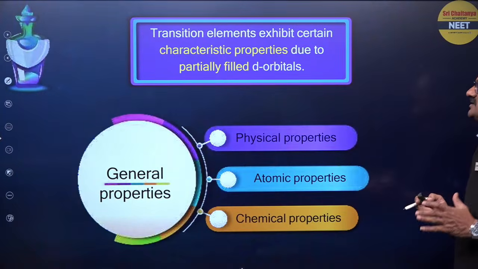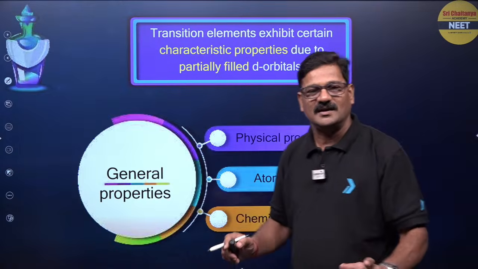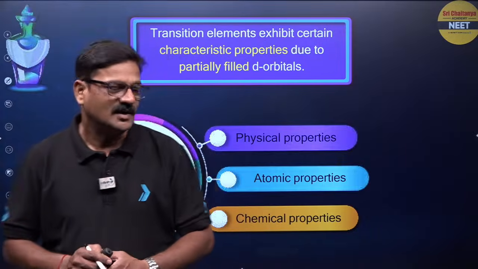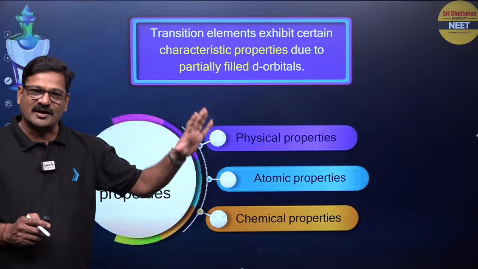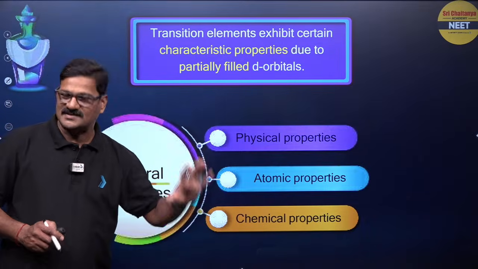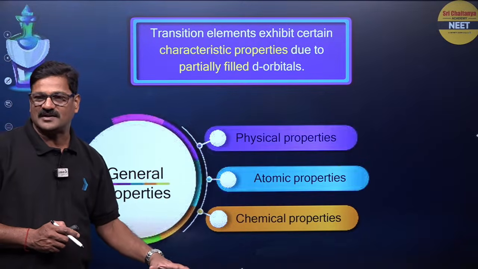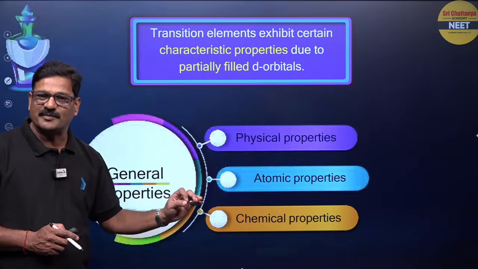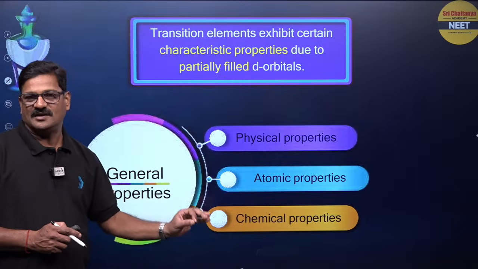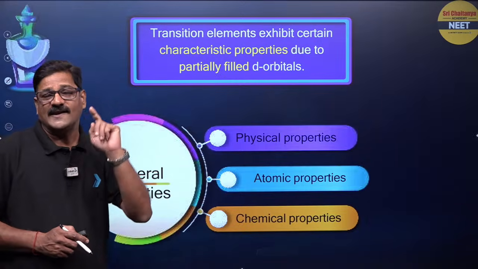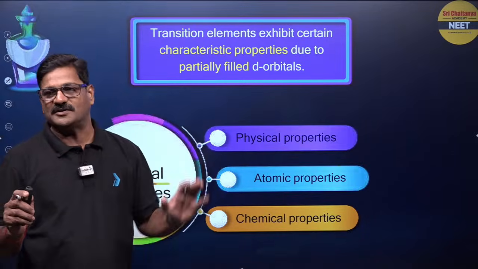And transition metals exhibit certain characteristic properties. Whatever properties there are, there is one reason: due to their vacant d orbitals, due to unpaired electrons. So let us see the list of the general properties, atomic properties, chemical properties, as given in the NCERT textbook, based on the information and graphs, you get more reasoning questions. NCERT is the basis of the total examination system. That is the fundamental rule.